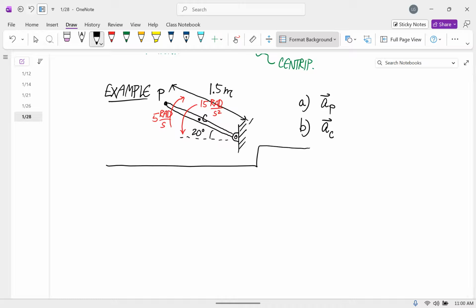Bless you. Okay, so first, we're going to use this acceleration equation. Acceleration is equal to α × r + ω × (ω × r). And so we have to define some of these things. Let's first figure out what r is.